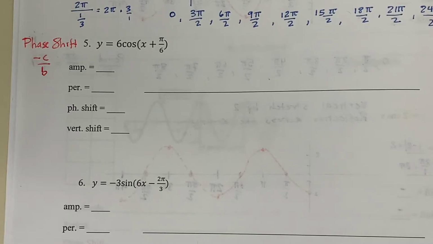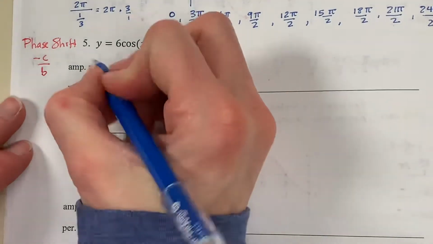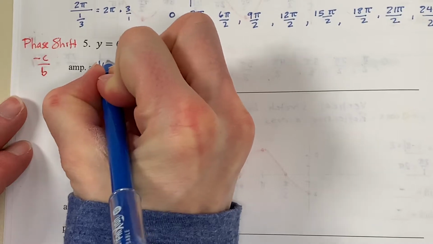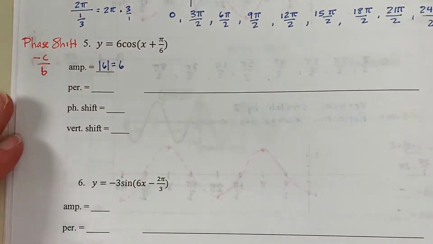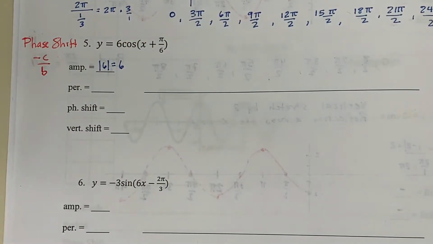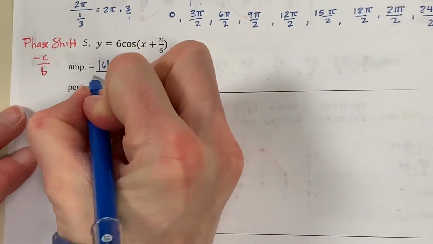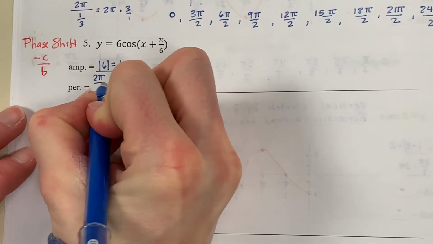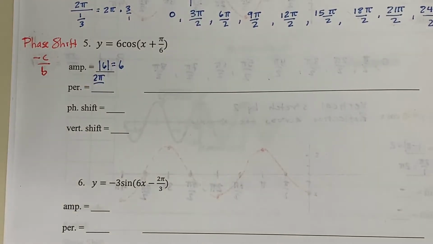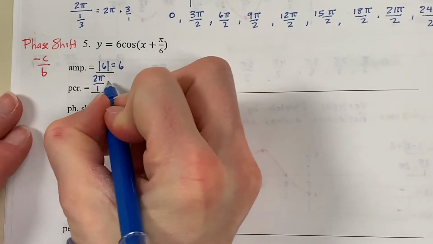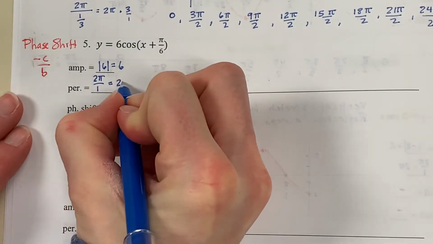Now, to graph this, we're still going to find the amplitude, the period, the phase shift, and the vertical shift. The amplitude is the absolute value of A. A is the number in front of cosine. So my amplitude is the absolute value of 6, which is equal to 6. The period is 2 pi divided by B. B is the number in front of X. Since no number is given, that's actually the number 1. And 2 pi divided by 1 is 2 pi.